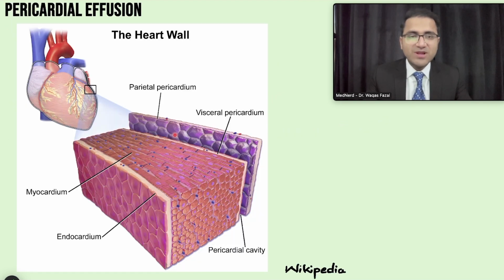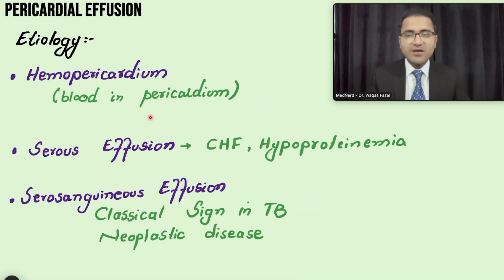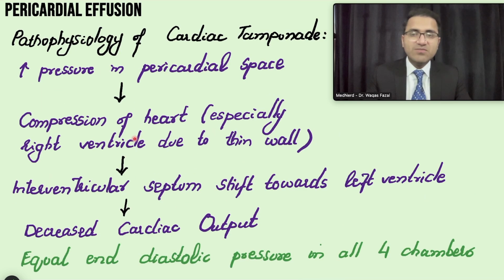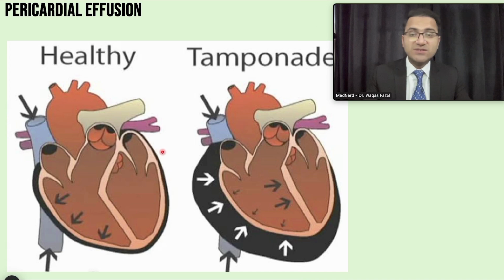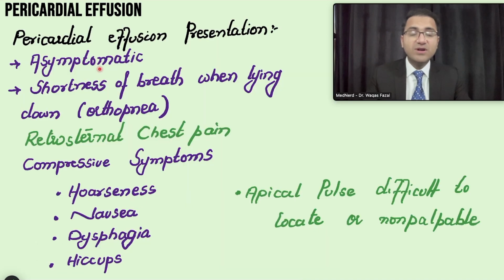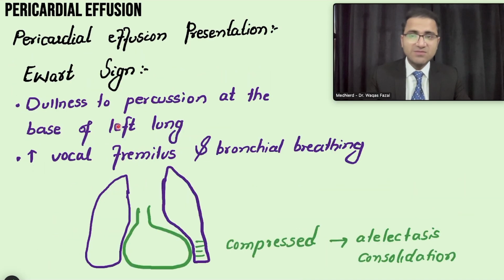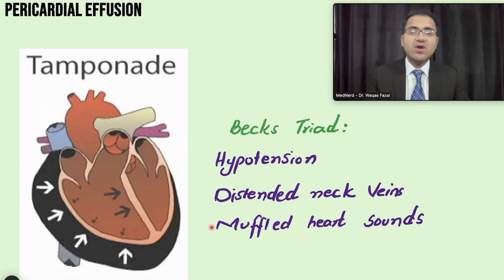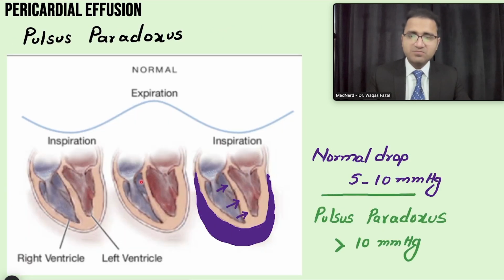We talked about what is pericardial effusion, what is cardiac tamponade, the causes of pericardial effusion and tamponade, the pathophysiology by which it causes decreased cardiac output, how it causes symptoms, the compressive symptoms, what is Ewart sign. We talked about Beck's triad. We talked about pulsus paradoxus.